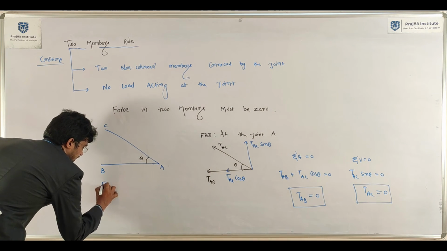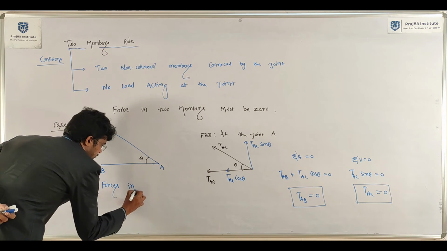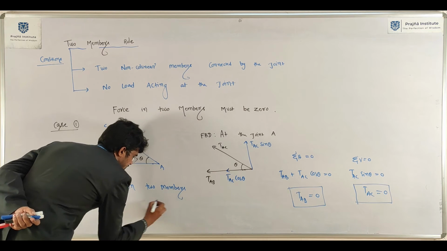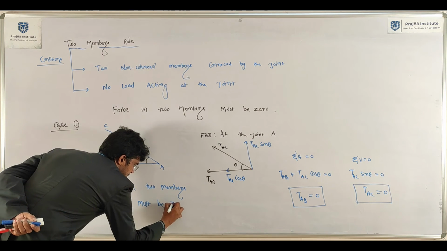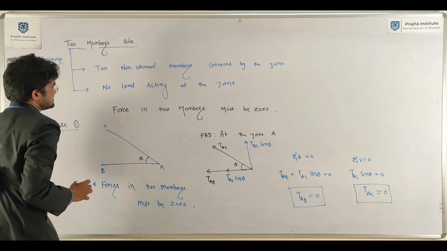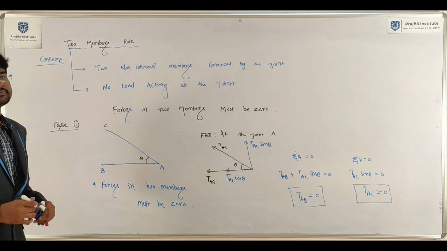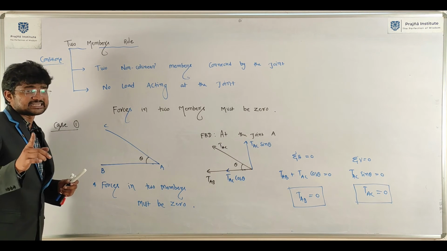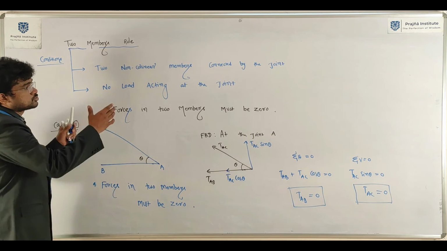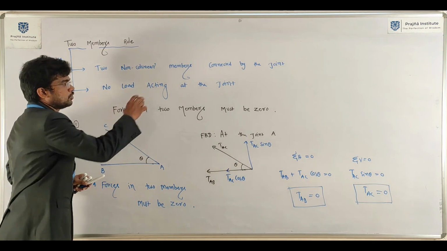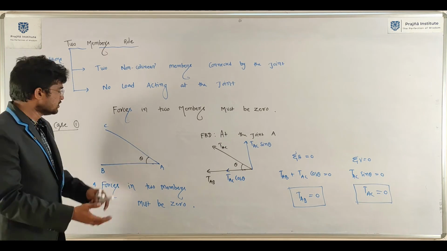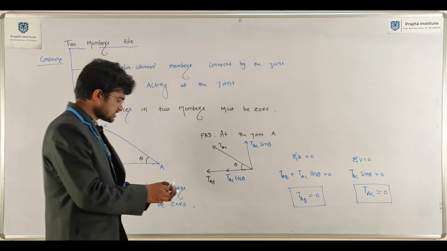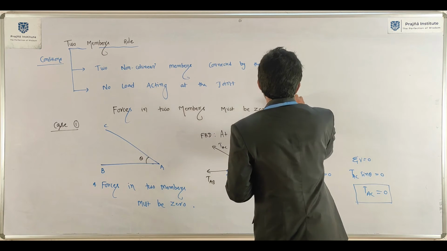Forces in two members must be 0. This is the case. So first, the two non-collinear members must satisfy the condition: two members are meeting at this point, those two members are not collinear, and no load is acting at the joint. Then immediately force in two members must be 0. Okay, next, case 2.